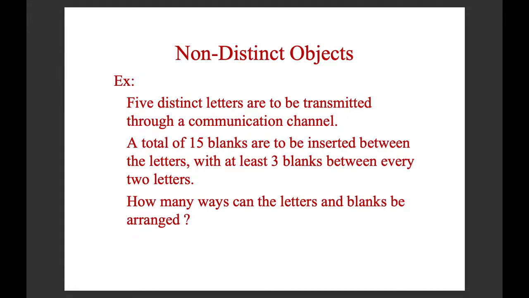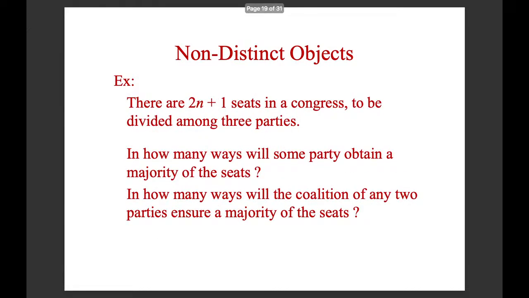So we have examples here. You can go home and check. This one is interesting. So for this case, this is the problem. Suppose that there are 2n plus 1 seats in a congress, and these seats are to be divided among three parties. Let's say party A, party B, party C.